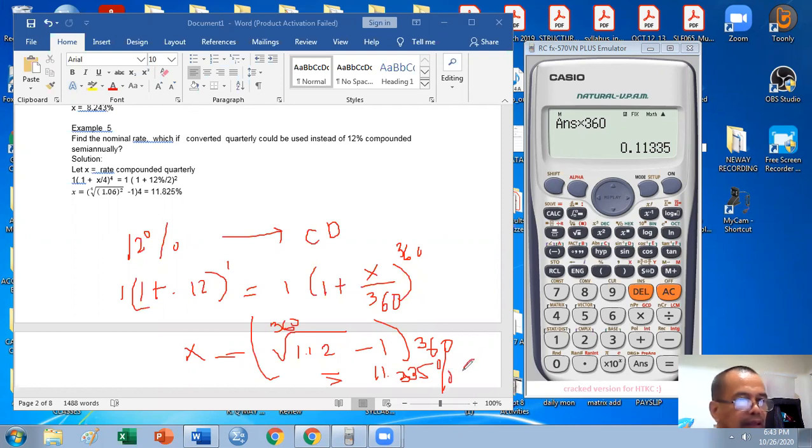So that is compounded what? Compounded daily. So this interest, 12% compounded or effective, this is just what? This is just what? Per year is the same as 11.335 percent compounded daily.